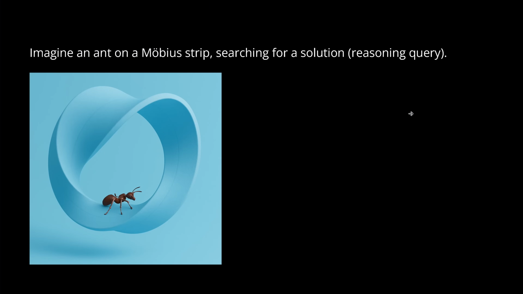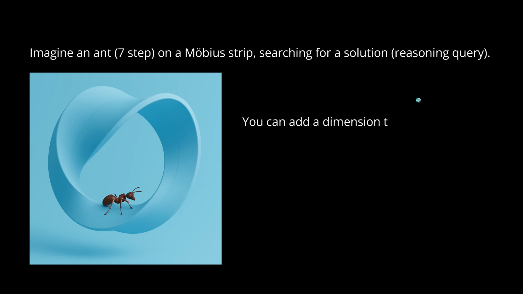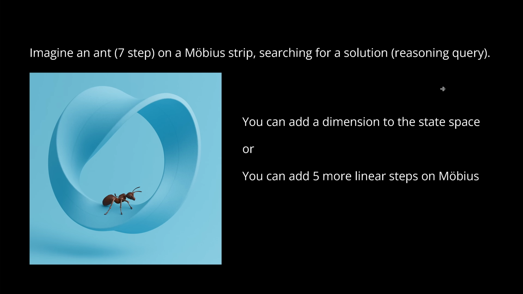Today we talk a little bit about reasoning complexities. Imagine you have a little ant on a Möbius strip, and this little ant is searching for a solution. Let's say we have a reasoning query. Now, either you can add a dimension to the state space of the system, or option 2, you can add 5 more linear steps for this ant to walk on this Möbius strip. What is the better solution?